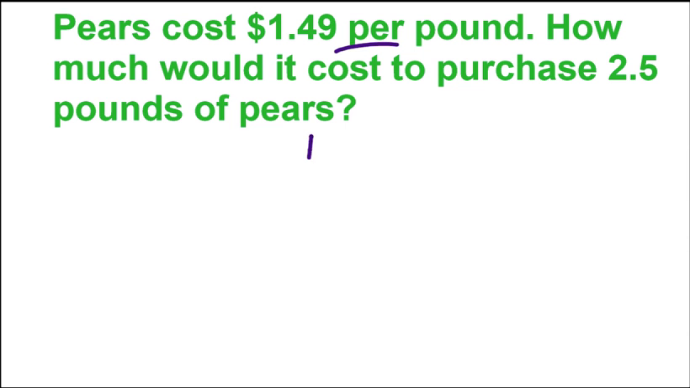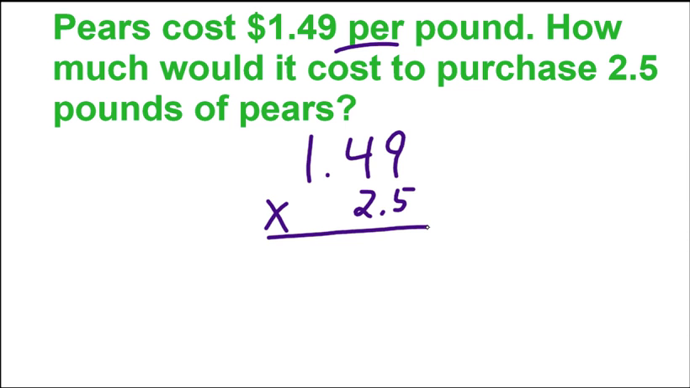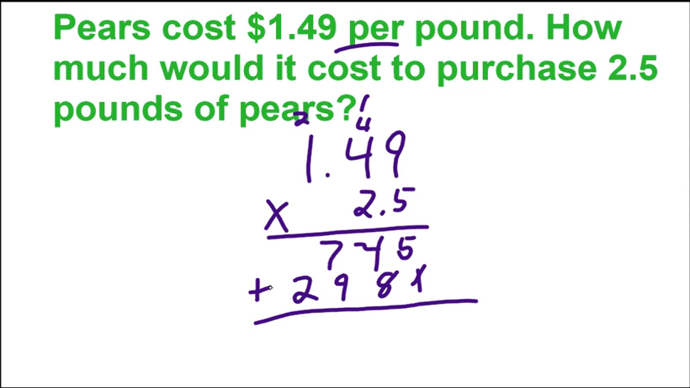So the pears are $1.49 per pound. As we said, we're going to multiply. We bought 2.5 pounds. You notice I didn't line up my decimals. I didn't add any extra digits or anything. We don't need to line up digits for multiplication. So we multiply. And once we've multiplied, we add them all together.